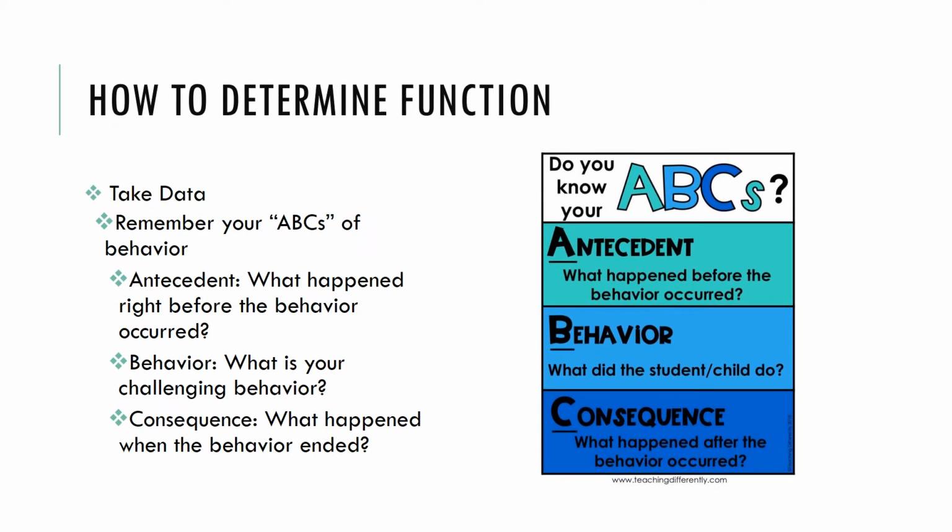Now that we have outlined the four main functions of behavior, you may be asking yourself, okay, but how do I determine the function? This part may take some time because we need to look at the data. So we do this by collecting our ABCs. All this means is we are going to be looking at what happens directly before and directly after the challenging behavior occurs. This information is going to give us a better sense as to why they may be engaging in this behavior.